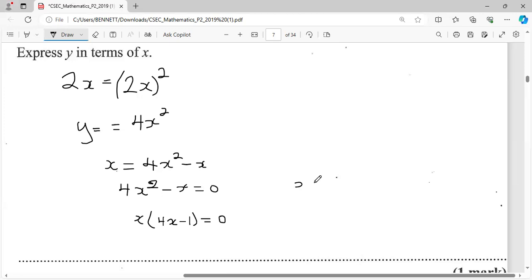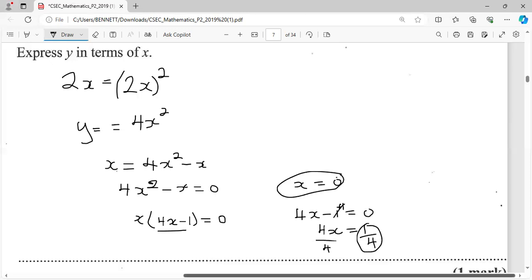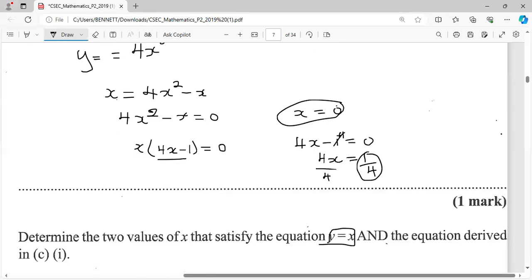So x is equal to 0. That's one of the options. And then we solve for this in the bracket, which is 4x minus 1 equals 0. So you add 1 to both sides. So 4x equal to positive 1. Because remember, you're going to take the inverse of minus 1, which is plus 1. And then now we divide by 4. So the two options are 0 and a quarter.